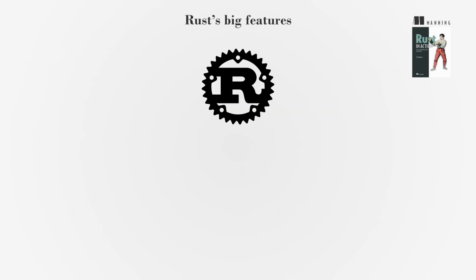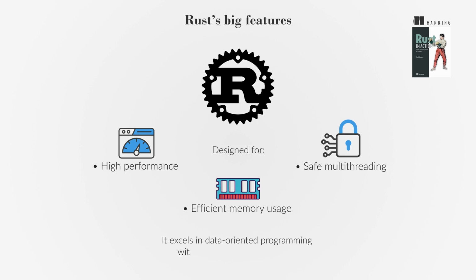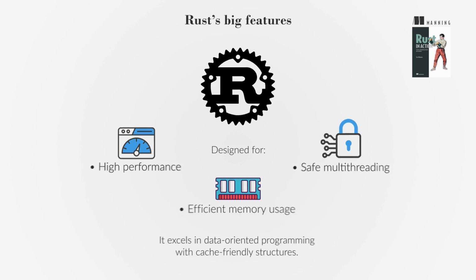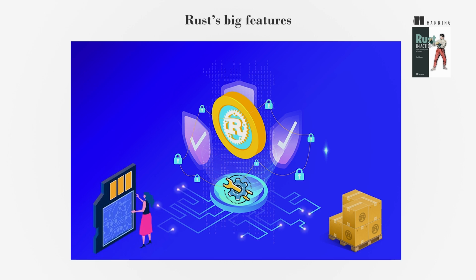Rust is a programming language designed for high-performance, safe multi-threading, and efficient memory usage. It excels in data-oriented programming with cache-friendly structures. Dependency management is simplified by Rust's package manager, Cargo, while static method dispatch further enhances optimization. The language's approach to concurrency enables safe execution of multiple threads. Rust also enables precise memory control with minimal overhead.